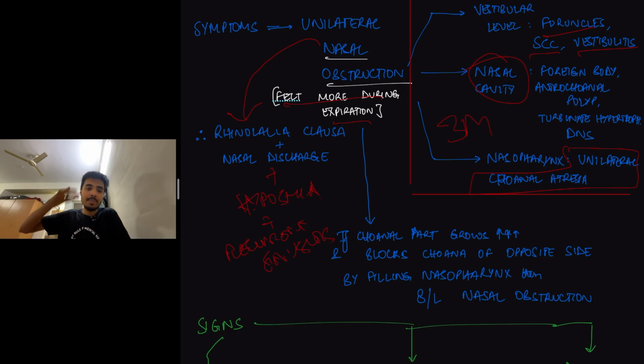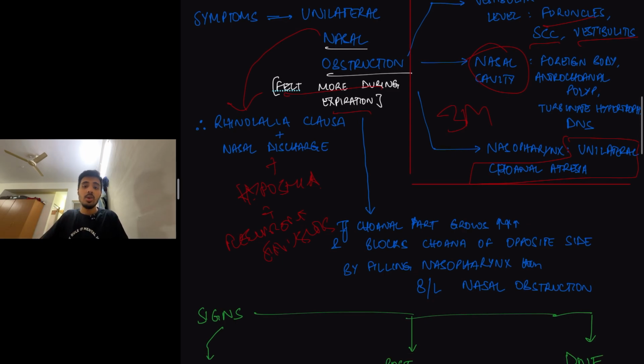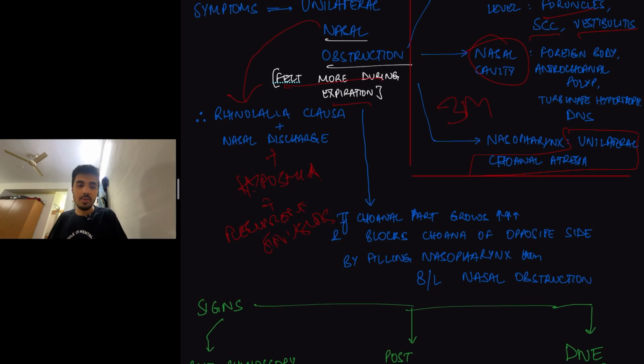It is not getting cleared back into the nasopharynx. Then one very important thing with antrochoanal polyp is, it starts as unilateral nasal obstruction, but if the antrochoanal polyp grows large enough that the choanal part grows all the way through the choana into the nasopharynx and keeps growing, it goes and obstructs the choana on the other side.